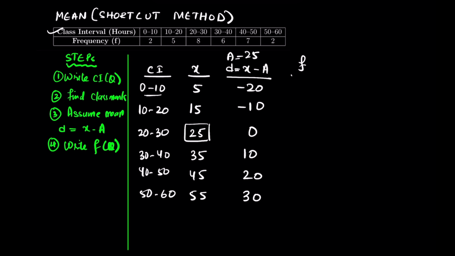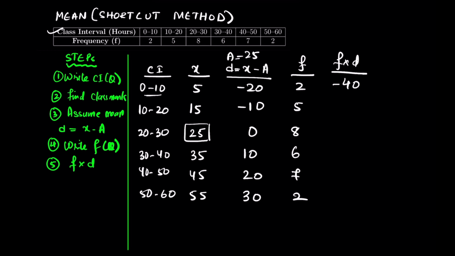So, the frequency will be, next, multiply f into d. So, let's find f into d. Minus 20 into 2, minus 40. Minus 10 into 5, minus 50. 0, 60, 140. Now find the sum of fd and the sum of frequency.